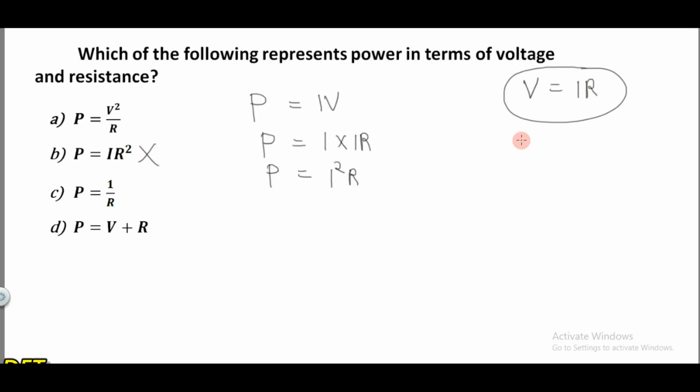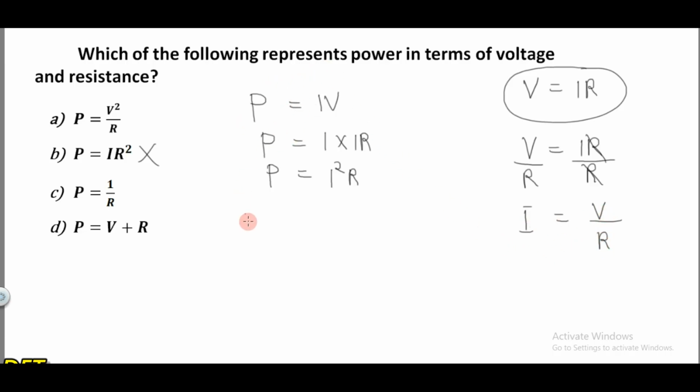So from Ohm's law, I have that V is equal to IR, right? If I decide to make I the subject of the formula, I will divide both sides of the equation by the coefficient of I, which is R. So that this R will cancel out this R, and I'll be left with I. So my I will be equal to V over R. I is equal to V over R.